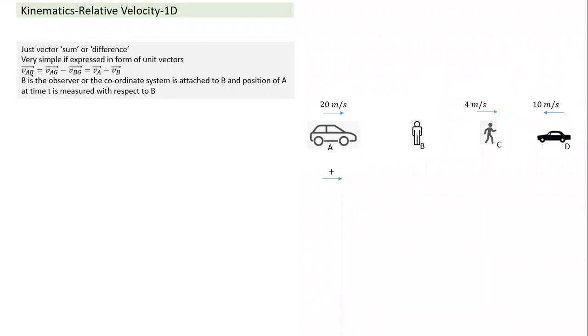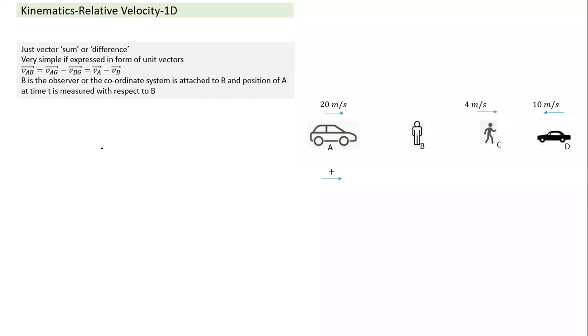When we write this expression, B is the observer. What does observer mean? If we call B an observer, or B the frame of reference, we have to imagine as if the coordinate system is attached to B. And when we are measuring VAB, or the displacement of A, we need to find the position of A at any time t with B as the coordinate system. If we understand that part, that is the major part of understanding relative motion, and it becomes very simple.